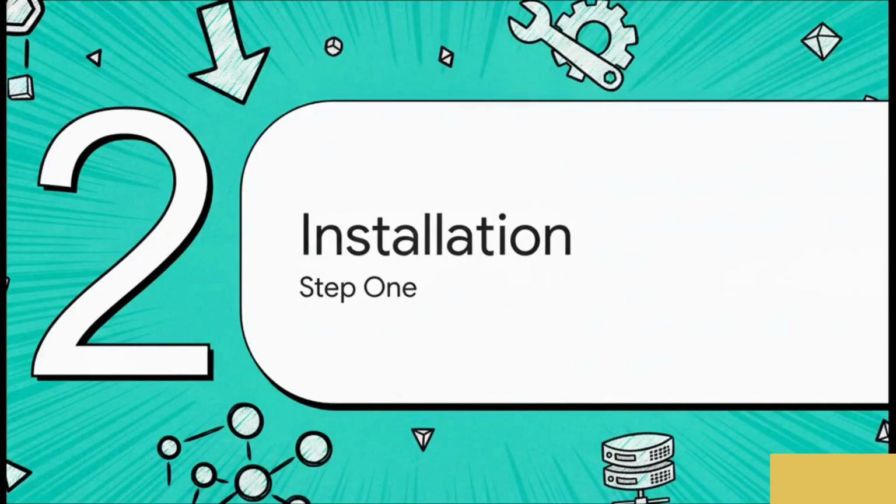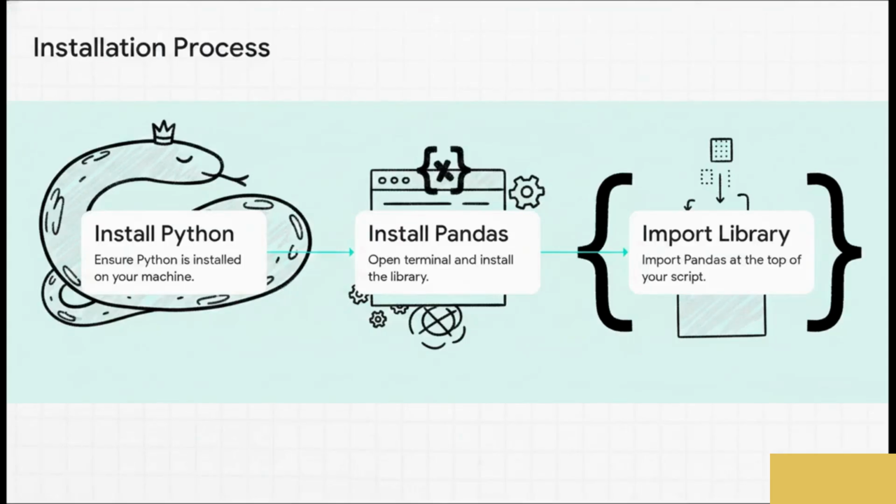Step 1. Installation. Now, any good process requires a solid software foundation. So here's the exact step-by-step sequence to get Pandas running in your environment. Step 1, make sure you actually have Python installed on your machine. Pretty crucial. Step 2, open up your command line terminal and install the library. And step 3, at the very top of your Python script, simply import Pandas. With those 3 quick steps complete, your foundational environment is totally ready to go.